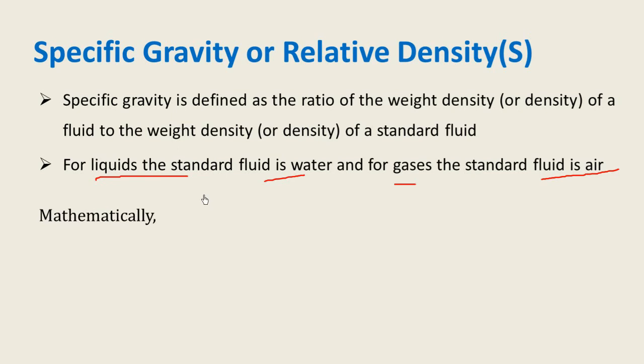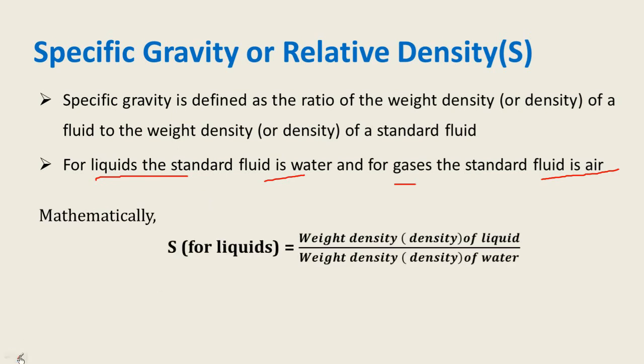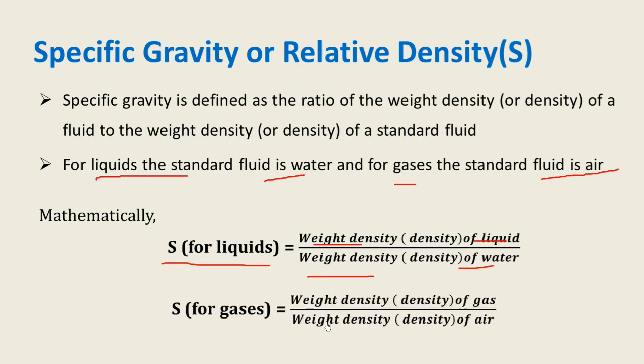Then mathematically we can write specific gravity for the liquids. S for the liquids is the weight density of the fluid by the weight density of the water, or density of the fluid by the density of the water. For the gases, it is written as weight density of the gas by weight density of the air, or density of the gas by density of the air. So this is how we define our specific gravity or relative density.